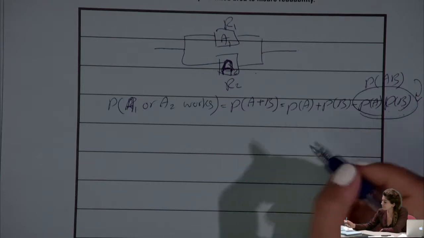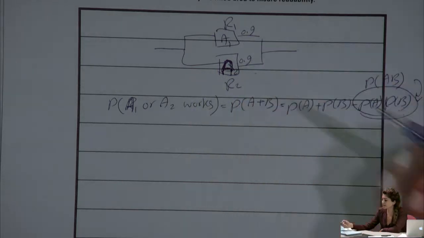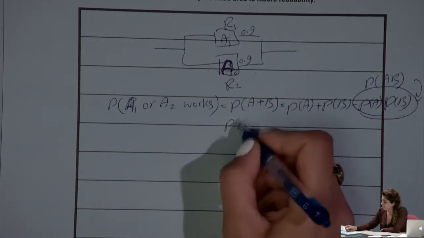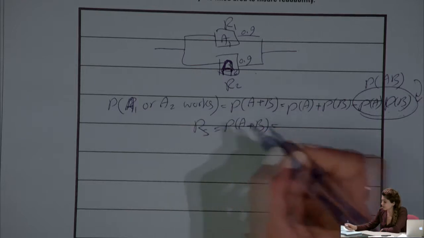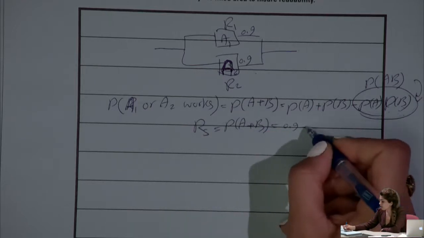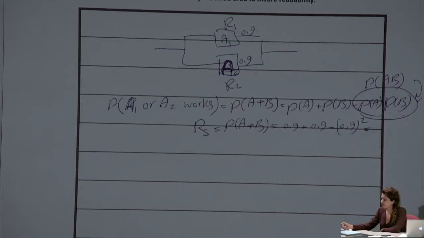That replaces that. So now, if I have, let's say, 0.9 and 0.9, because they're exactly the same parts, what is the probability or the reliability of those two working together? The system works. It's going to be 0.9 plus 0.9 minus 0.9 squared. Now, if you calculate this number, it gives you the total reliability value.